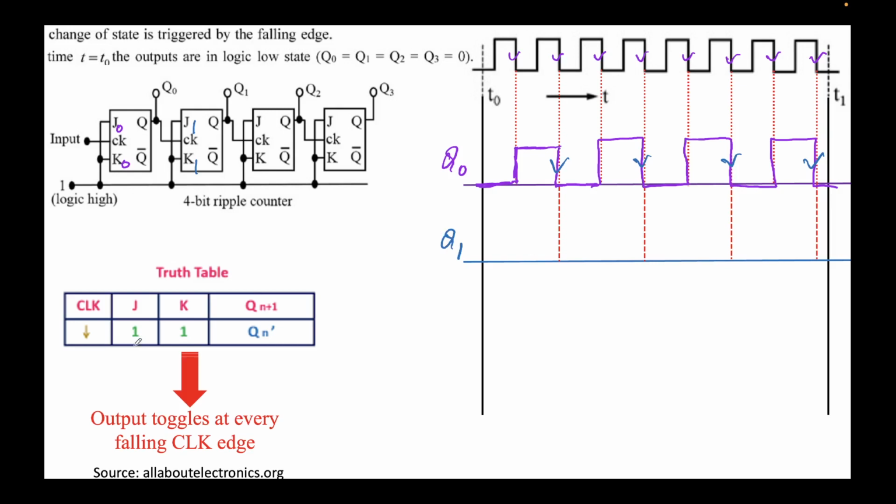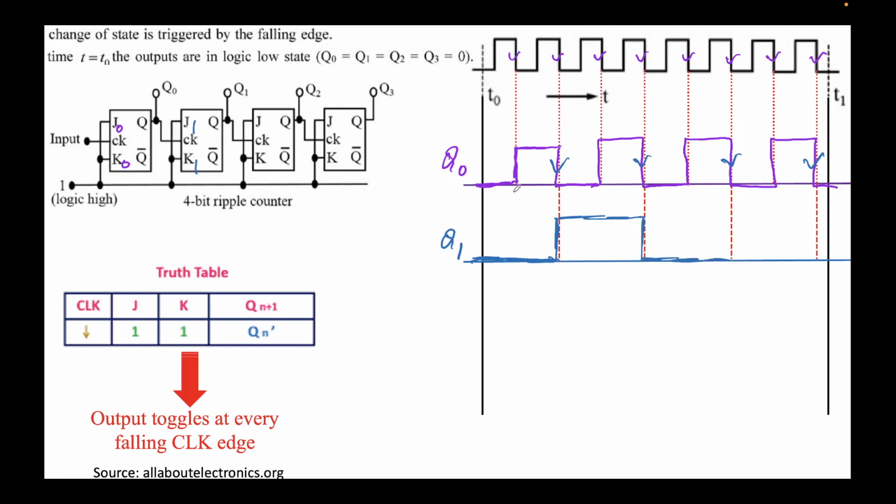So now we'll try to plot Q1. What is the output Q1? Since J1 K1 both are high and the initial value is 0 as shown here, at this falling clock edge Q1 will simply toggle from 0 to 1. It will remain constant until the next falling edge. This is the falling clock edge for J1 K1, right? J1 K1 both are high again, and then the output Q1 will again toggle. This time Q1 will toggle from 1 to 0.